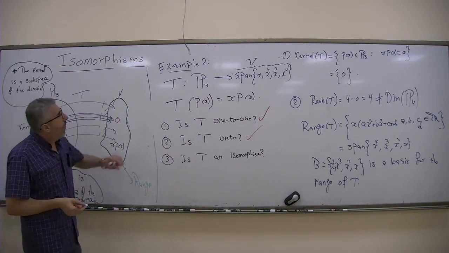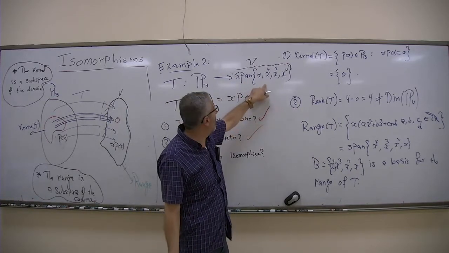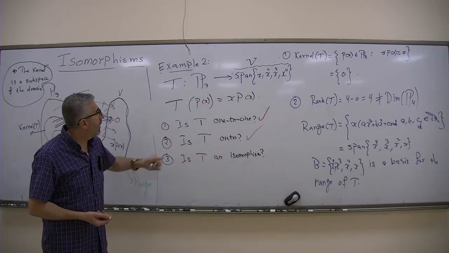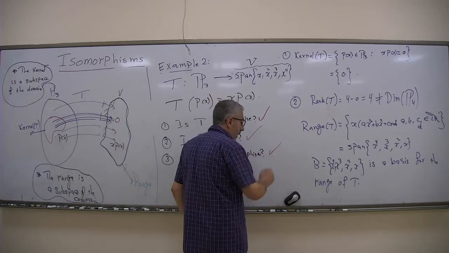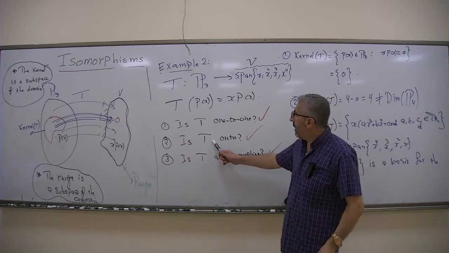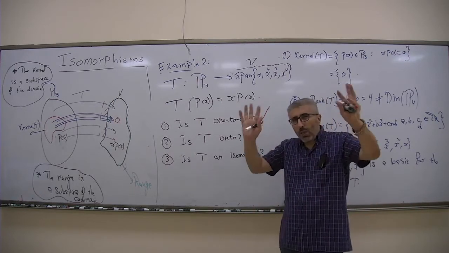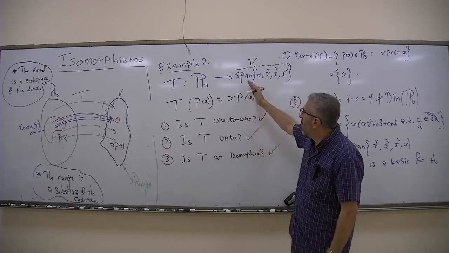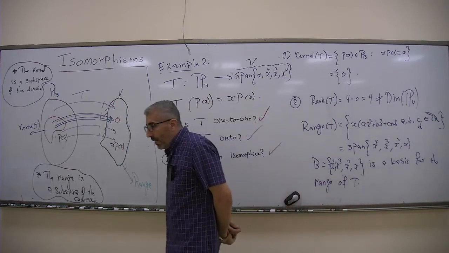So now, from this vector space to this vector space, a subspace is a vector space by itself. So this and this, they are isomorphic. And here is the isomorphism between them. Okay? So when your linear transformation is not onto, but it is one-to-one, you can remove something from the codomain to make it the same as the range, and in that case, you can make it onto, and you get an isomorphism.